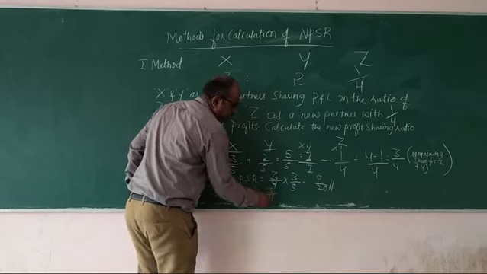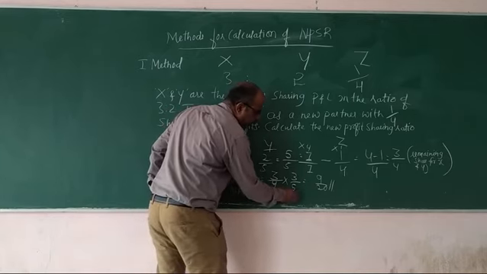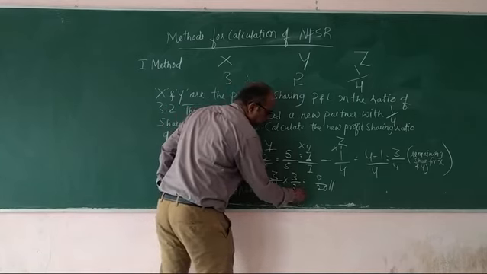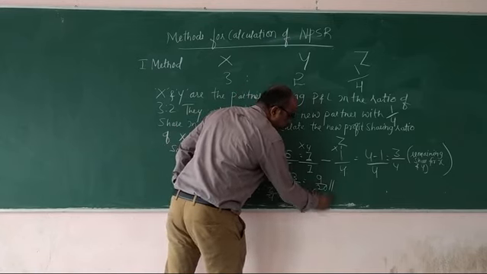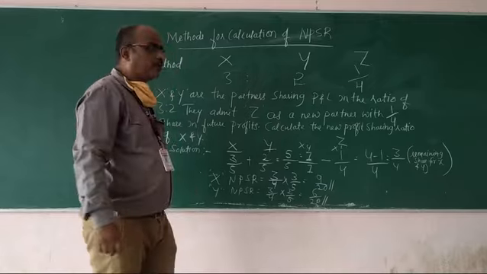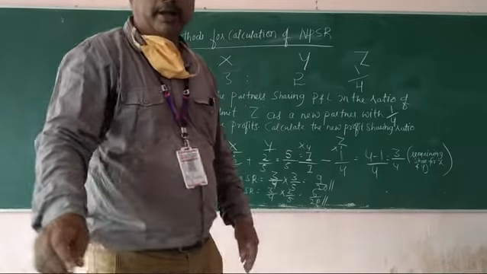And Y's new profit sharing ratio equals 3/4 is the remaining profit and his old ratio is 2/5. So 3 into 2 is 6, 6/20. This is the new profit sharing ratio of X and Y.